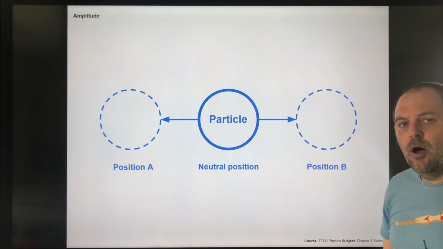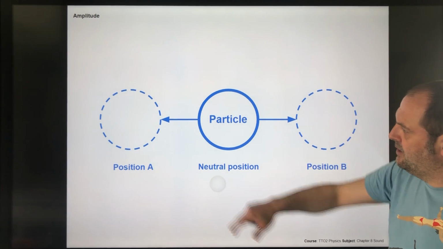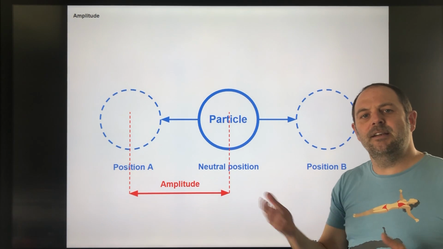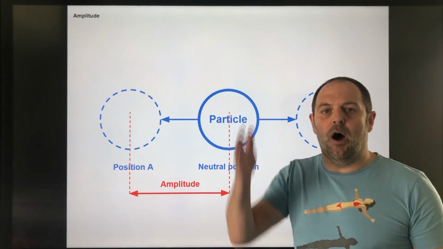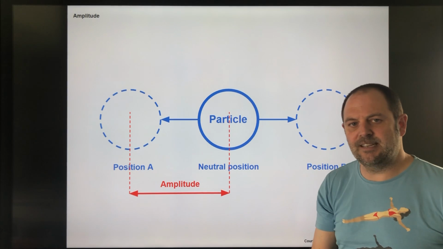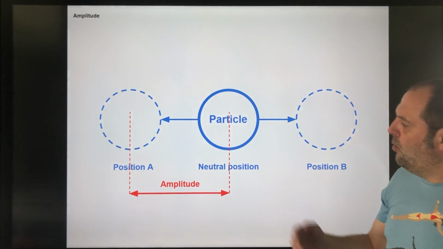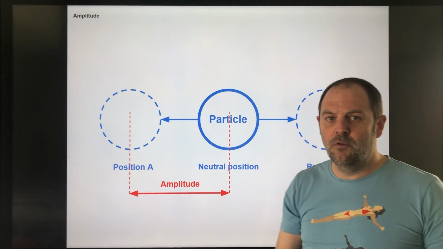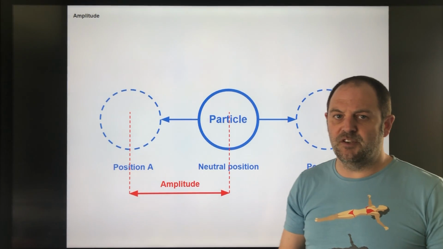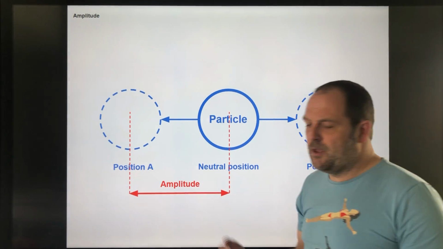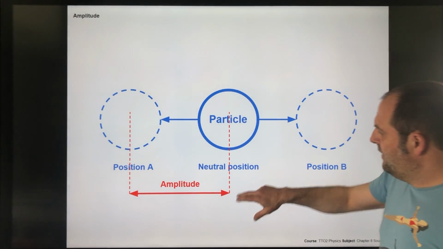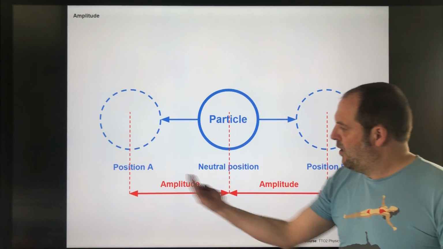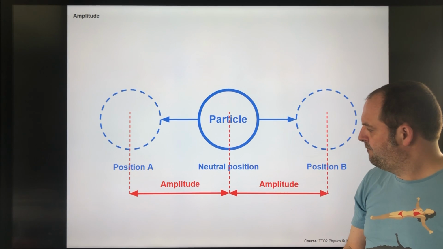The particle always starts moving from its neutral position, and it moves to position A and can move to position B. Again, in the simulation they did it vertically, so it moved up and down, but that's actually the same. The distance that the particle moved tells you something about the volume of the sound. We call this distance the amplitude. That is of course the same on the other side, so it doesn't matter where you measure the amplitude, it's the same everywhere for that particle.